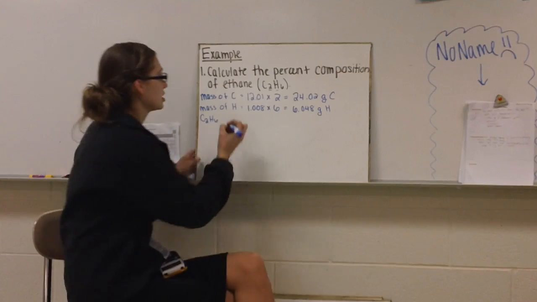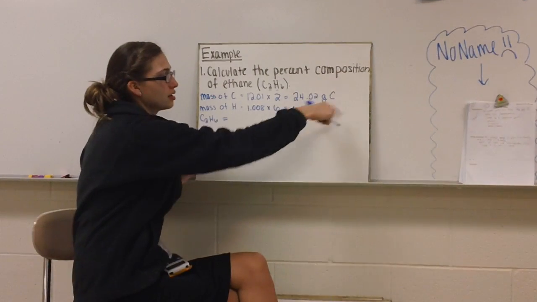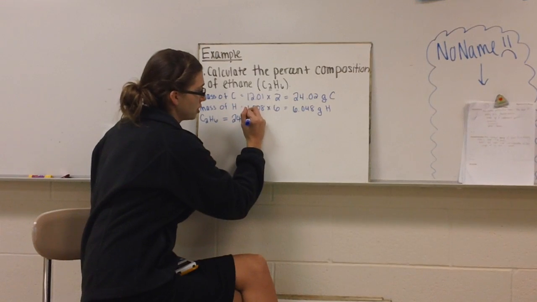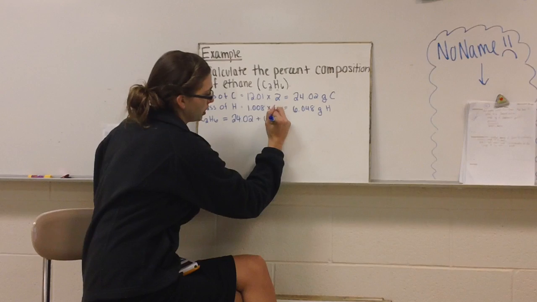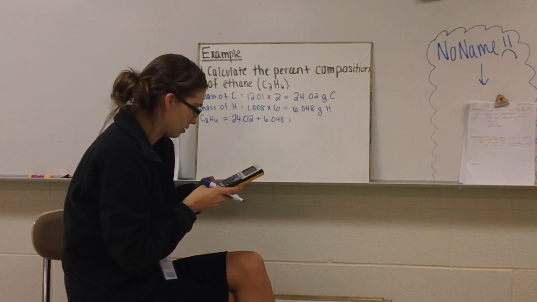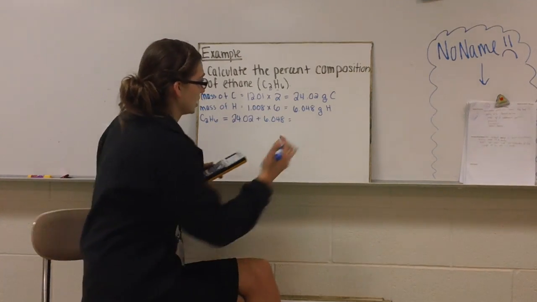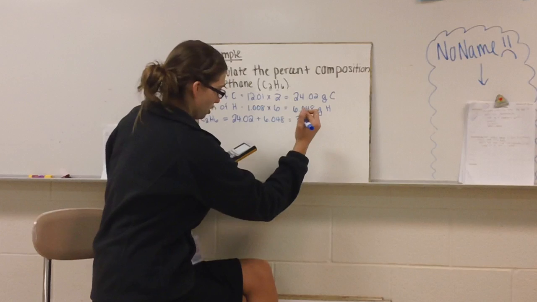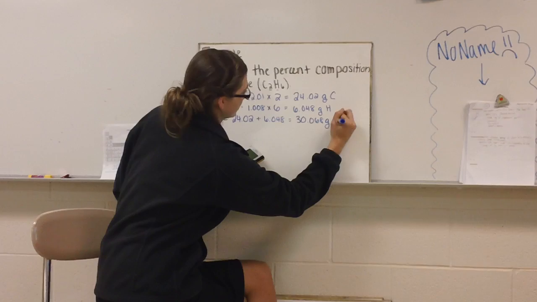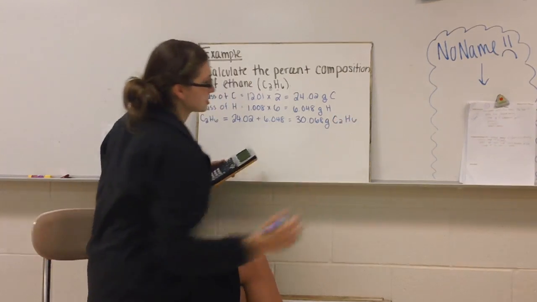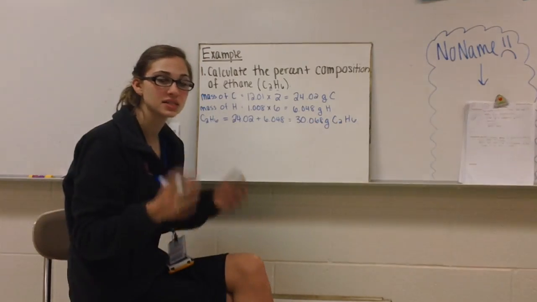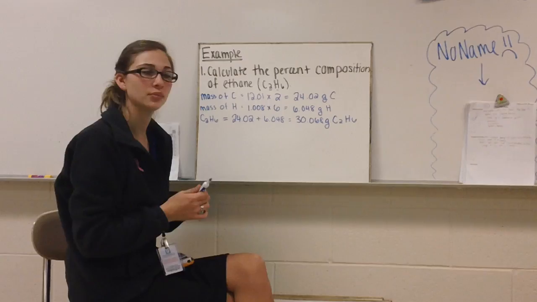So C2H6. I just have to add together my 2 masses that I just found. So 24.02 plus 6.048 is going to give me a total of 30.068 grams of C2H6. If you notice, I'm putting units on the end of everything. This is a science class, we have to put units on the end of every number.